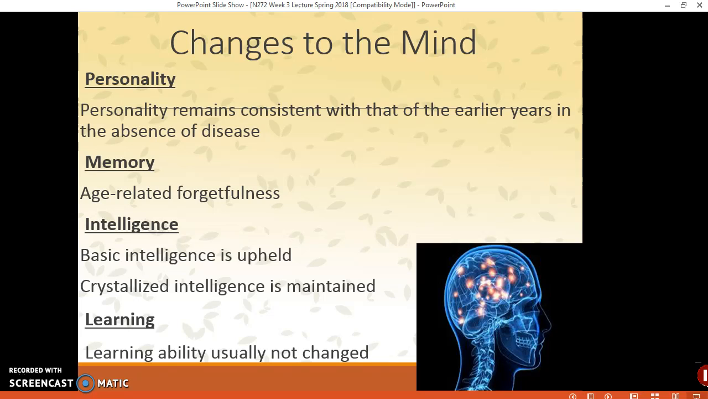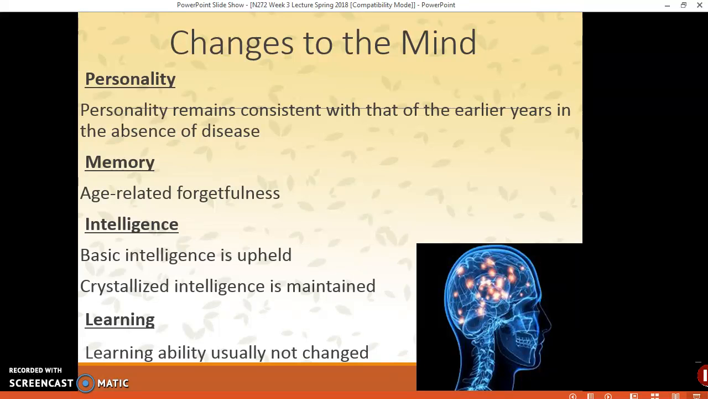Changes in the mind. The personality remains consistent with that of the earlier years in the absence of disease like dementia. Memory, age-related forgetfulness is a normal part of aging, and it does occur. Intelligence, basic intelligence is upheld. Crystallized intelligence is maintained. Those are things that you've learned over your lifetime. It's not something new. As you get older and learn something new, that may be a little different.